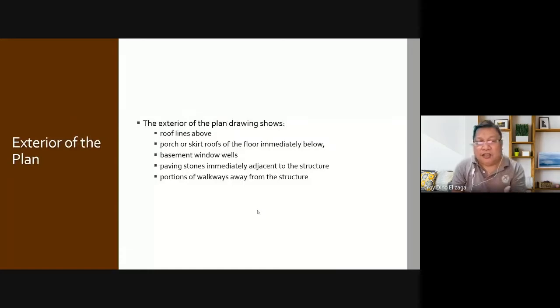So, exterior, outside of the floor plan that you're making, you should show the roof lines above. If you're on the second floor, you show the porch or skirt roofs of the floor immediately below. Skirt roofs are like the roof of the first floor element that does not go all the way up. And then basement window wells if you have a basement and you're on the ground floor, and paving stones immediately adjacent to the structure and portions of walkways away from the structure. So you draw a little of what is immediately attached to the structure, whether this is earth or grass or paved or wood deck, etc.